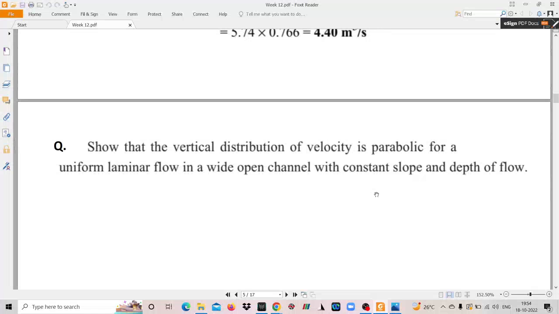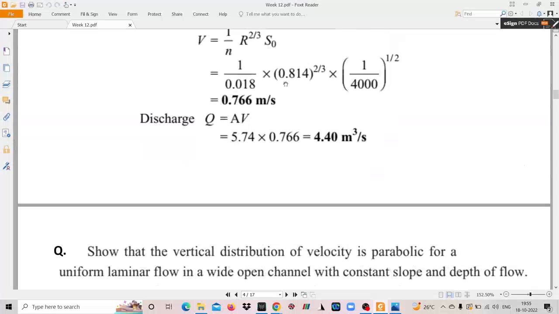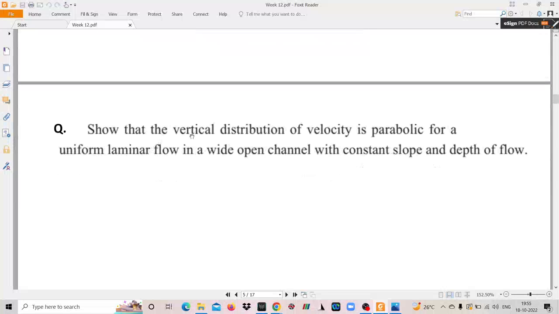It is basically a proof. I'm not discussing the problem, I'll be sharing this PDF. Definitely, sir, you have access to all the course materials, so no problem with that. Then you have to show that the vertical distribution of velocity is parabolic for uniform laminar flow in a wide open channel with constant slope and depth of flow.